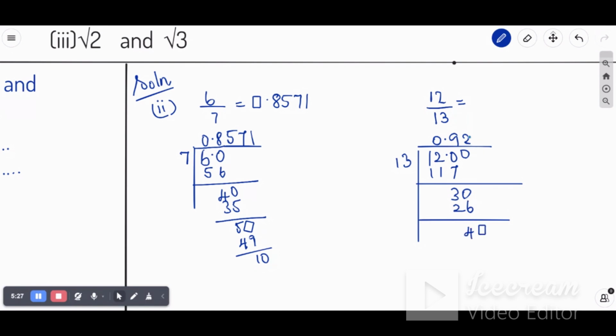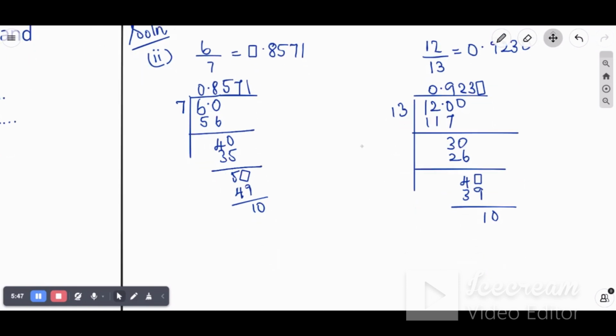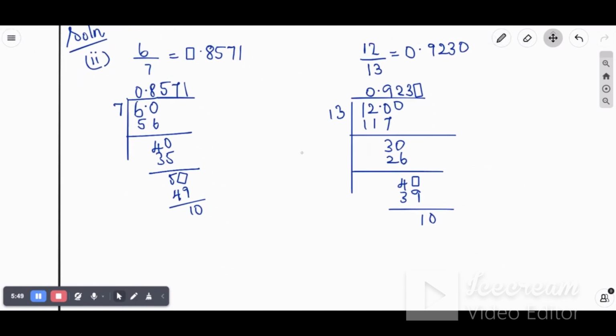Now we have to go for 3 times. 3 times is equal to 39. And then you can put 1 here. So this is enough. 0 times. So we'll stop here. So this will be equal to 0.9230. So now, let me rewrite those numbers here for easier comparison.